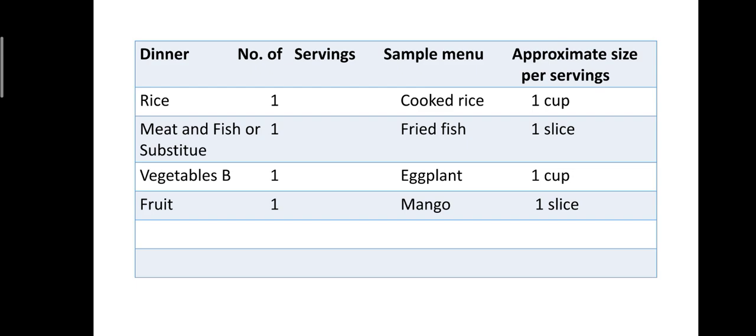For the dinner, we have rice, number of servings 1, sample menu cooked rice, and the approximate size per serving of 1 cup. And for the meat and fish or substitute, number of servings 1, sample menu fried fish, approximate size per serving 1 slice. And for the vegetables B, number of servings 1, sample menu eggplant, approximate size per serving 1 cup. And for the fruit, number of servings 1, sample menu mango, approximate size per serving of 1 slice.